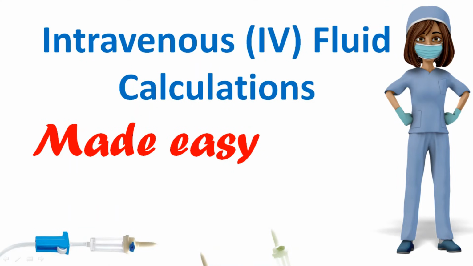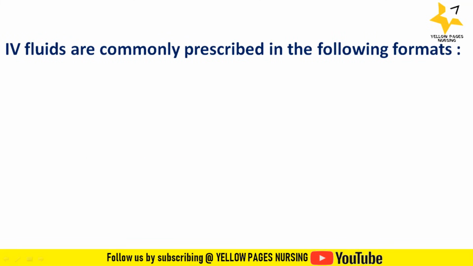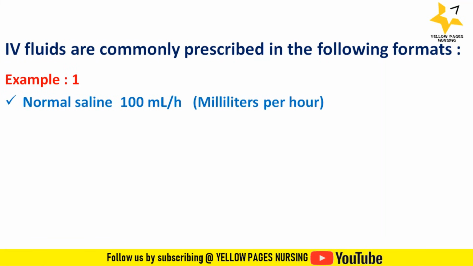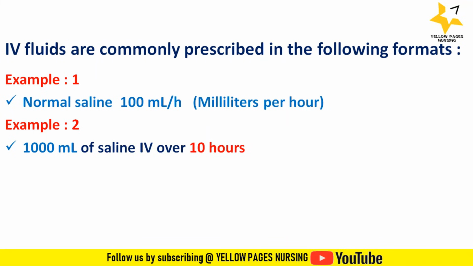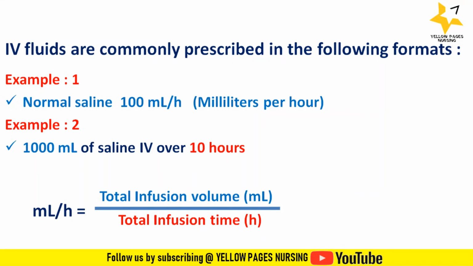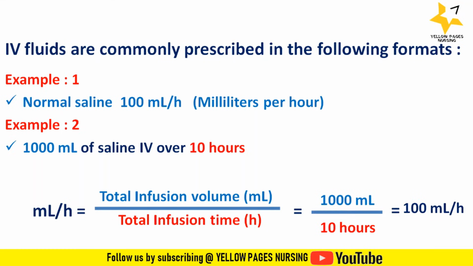Next, let's look into intravenous fluid calculations. IV fluids are commonly prescribed in the following formats. First example is normal saline 100 ml per hour. Next example is 1000 ml of saline IV over 10 hours. The formula to calculate ml per hour is total infusion volume in ml divided by total infusion time. That is 1000 ml divided by 10 hours, which gives 100 ml per hour. And the answer is 100 ml per hour.